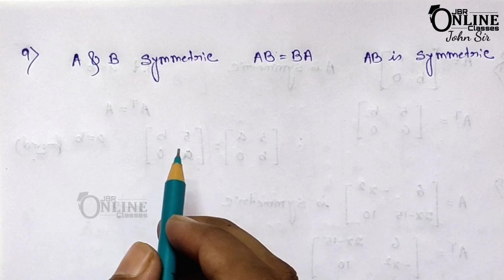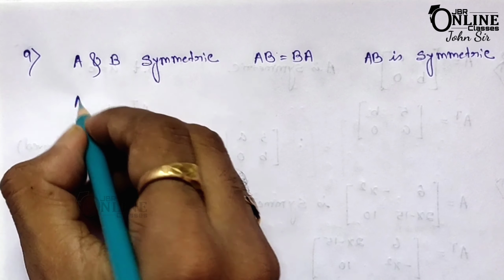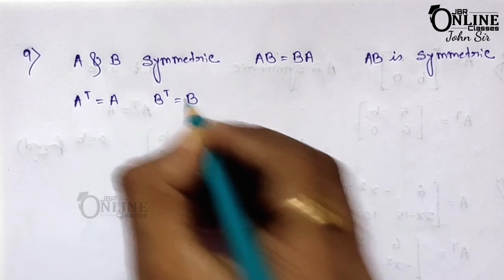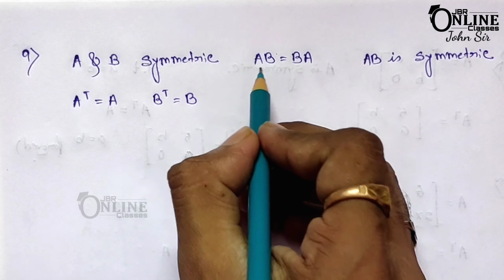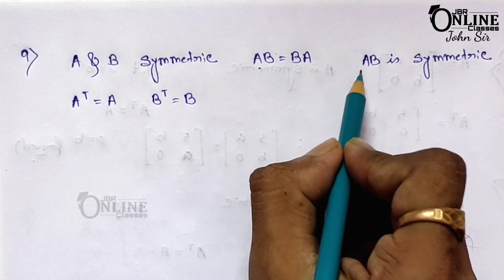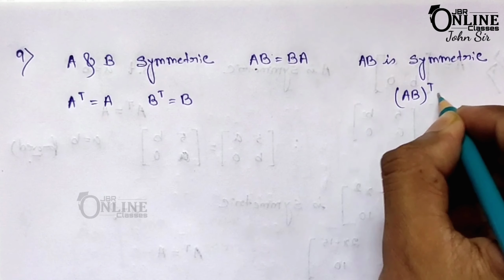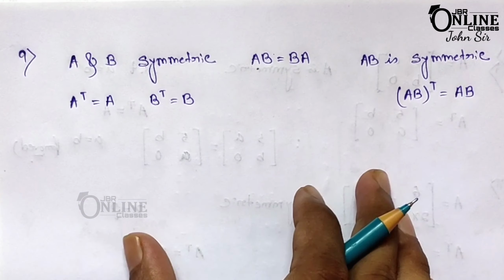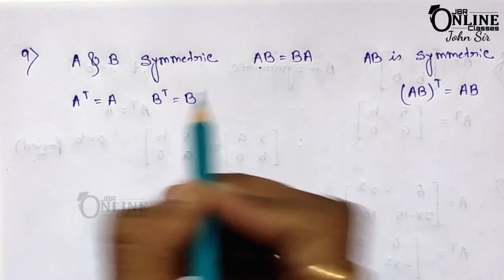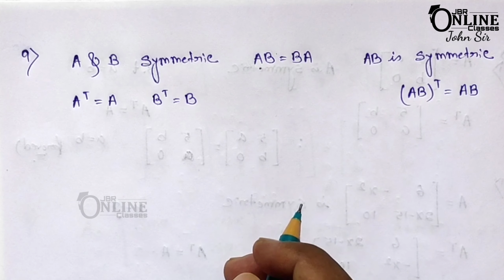Now sum number 9. In sum number 9, here A and B are two symmetric matrices. That means A transpose equal to A and B transpose equal to B. And also given that AB equal to BA. Okay, this is another condition. Now you have to prove that AB is symmetric. That means you have to show that AB transpose equal to AB. Okay, so now here your first condition is A transpose equal to A, second condition B transpose equal to B, third one AB equal to BA.